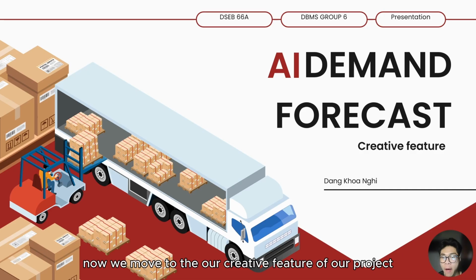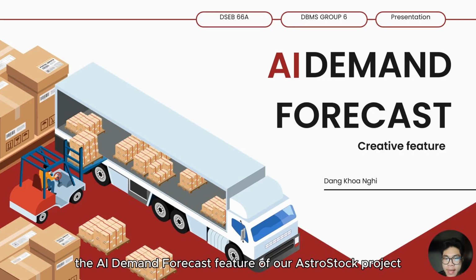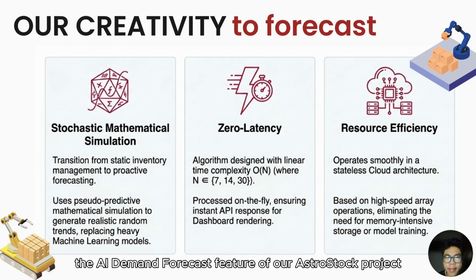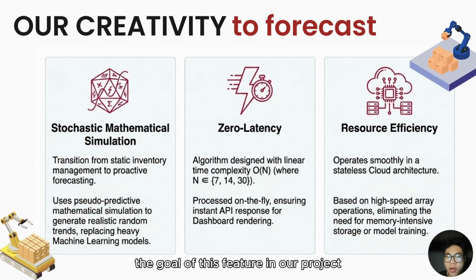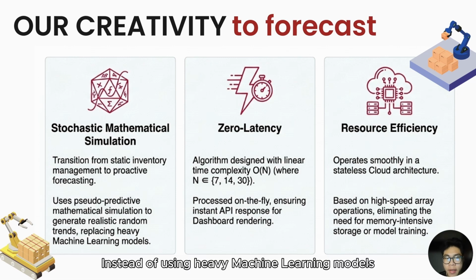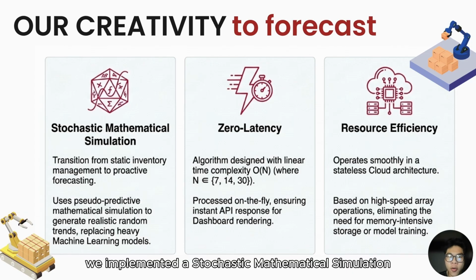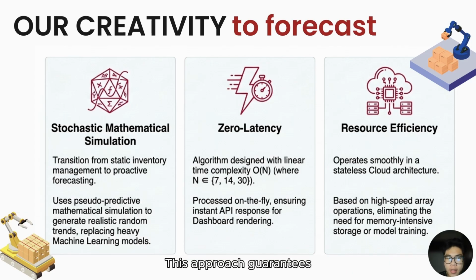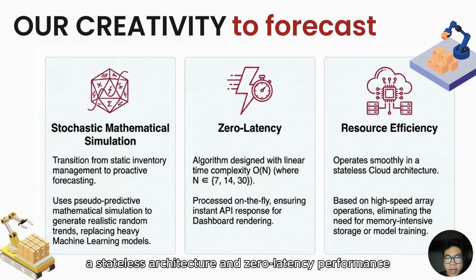Now we move to the creative feature of our project, the AI demand forecast feature of our Astro Stock project. The goal of this feature is to shift from static inventory checking to proactive forecasting. Instead of using heavy machine learning models, we implemented a stochastic mathematical simulation. This approach guarantees a stateless architecture and zero latency performance for our project.